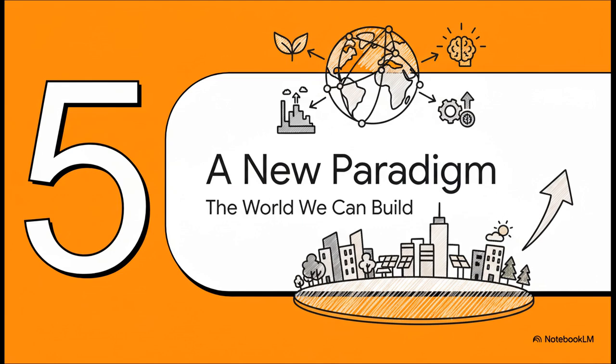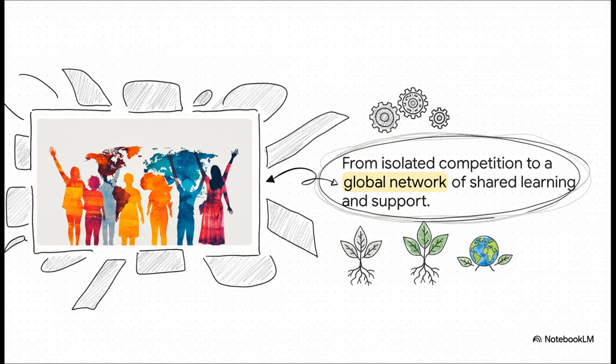This last section gives us a little glimpse into that possible future. This is the human impact. Right here, we move from a world of isolated, head-to-head competition to a global network. Just imagine a world where a breakthrough in sustainable farming in Kenya can be instantly shared, adapted, and then implemented in Brazil. That's the power of having a nervous system that's built on shared learning and mutual support.